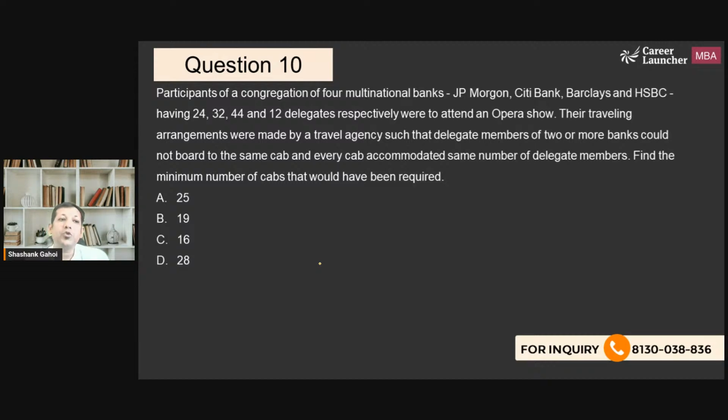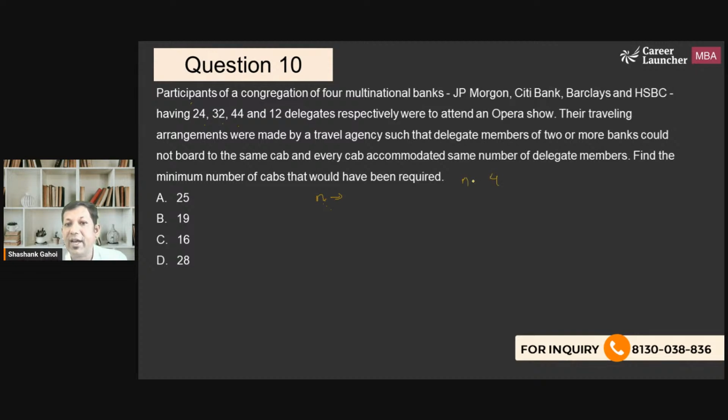Okay. So if I need to minimize the cabs, I need to maximize the number of people in a cab. Right. And an equal number of people should be there. So let's say every cab has n people, right? And it has an equal number of people from each bank. So it means n should be a factor of 24, n should be a factor of 32, n should be a factor of 44, n should be a factor of 12. So which is the largest common factor among all those? That's what the question is talking about, right? So the largest factor of 24, 32, 44 and 12 is actually going to be 4.